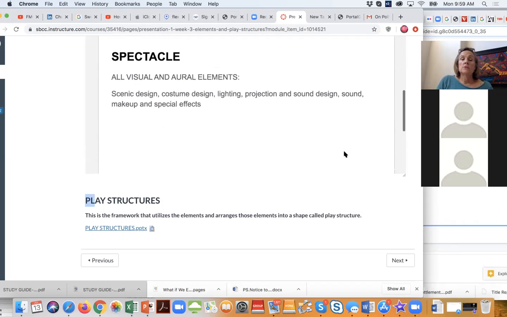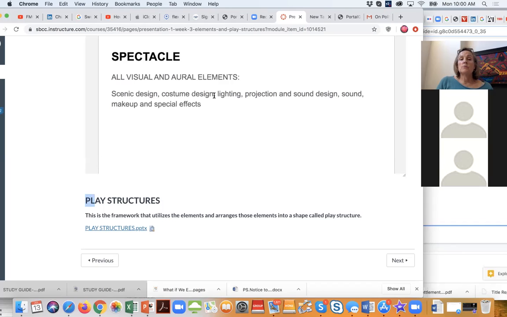Spectacle. So those first three, plot, character, and language, are what we know as the playwright's tools. They work together for the action, which creates the number 4, and then spectacle: all visual and oral elements, everything we see and everything we hear. So what is the environment through scenic design?